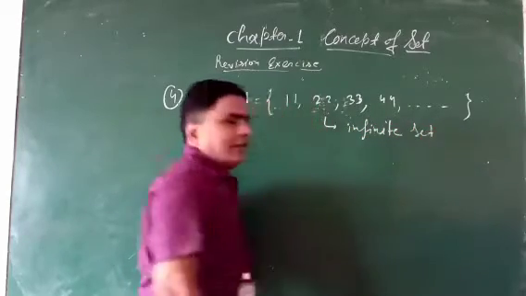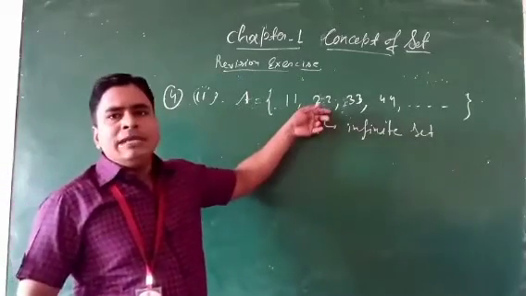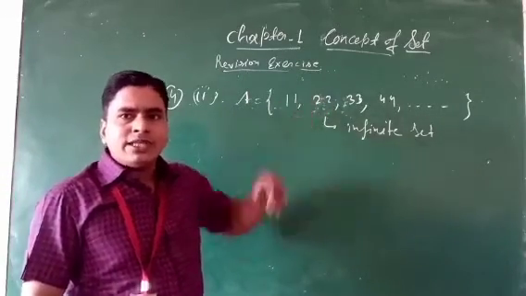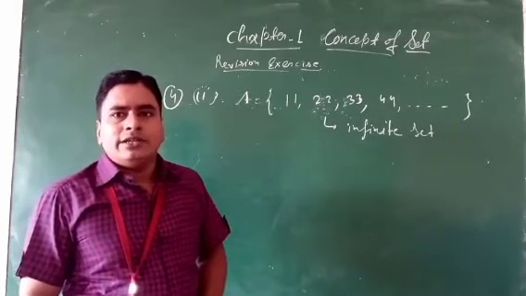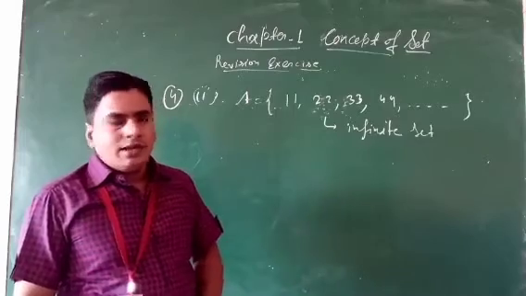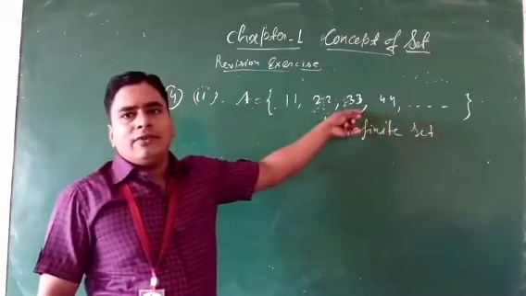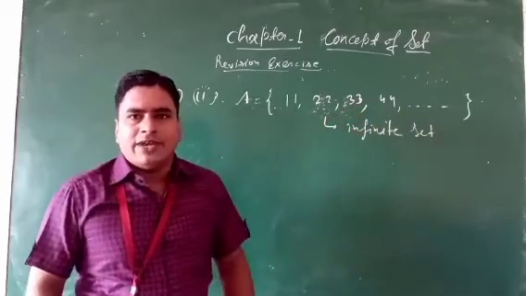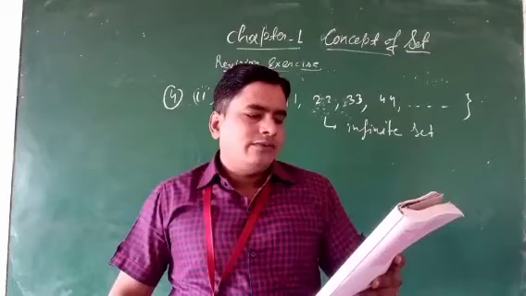Infinite set. Multiple of 11 is the number which is divisible by 11, or the number which comes in the table of 11. Clear? So these are the multiples of 11. It is an infinite set. Same way you can solve the next third and fourth questions.